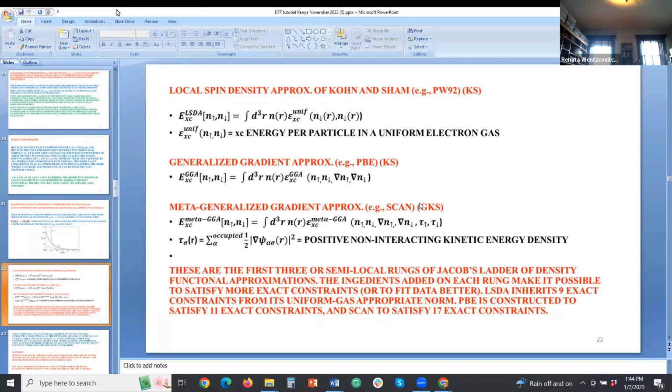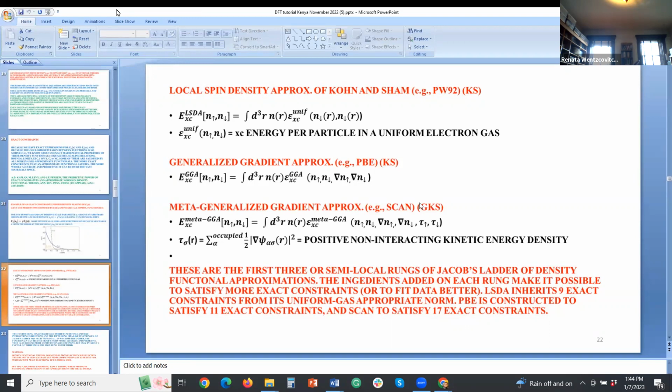simply the sum over the occupied Kohn-Sham orbitals of 1/2 the square of the gradient of each Kohn-Sham orbital. You can get that by starting from a more familiar expression for the kinetic energy density and doing a simple integration by parts. It's not so obvious right away why tau is a natural ingredient of the functionals, but it is, and I'll talk more about that in my research talk.